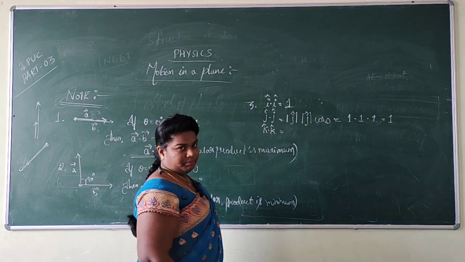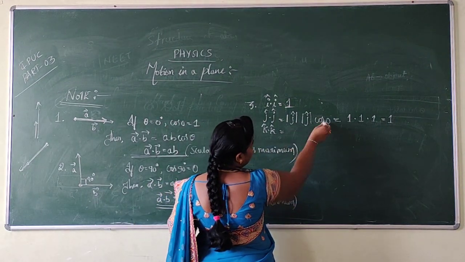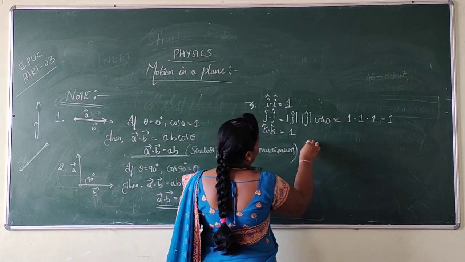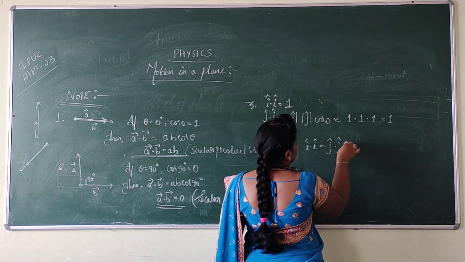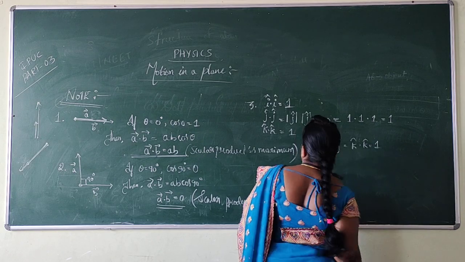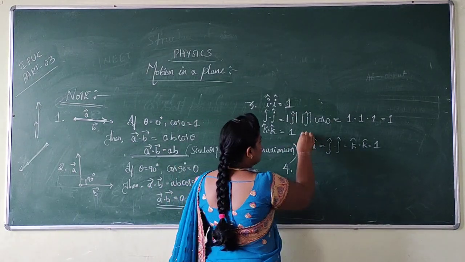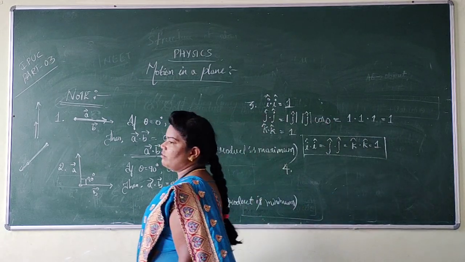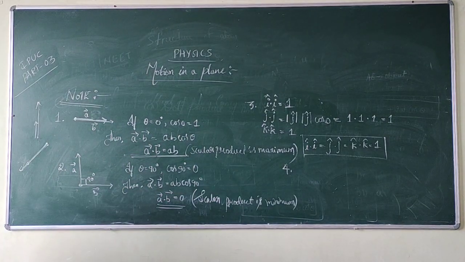Similarly for k, do the same, you will get 1. So therefore i dot i is equal to j dot j, which is equal to k dot k, is equal to 1. Yes, you should remember this, because while solving some numericals you will use this idea to solve them very easily. Yes, this is what happened now.